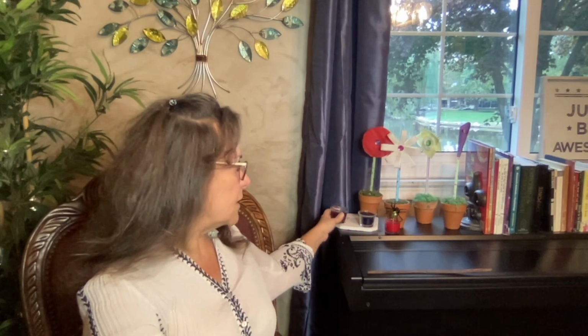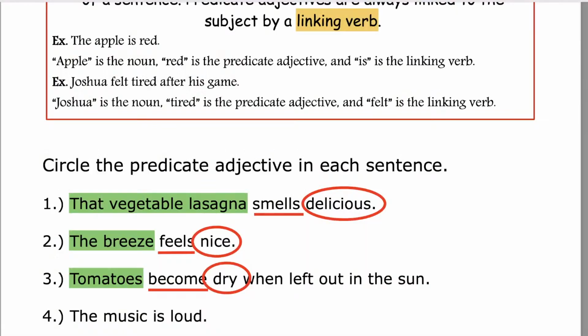Sometimes the verb links an adjective to our subject. Just a different way of looking at subjects and predicates and linking verbs and action verbs that help us understand grammar in a little bit different way. Okay? All right. Let's get that back up there so I don't start talking without it.